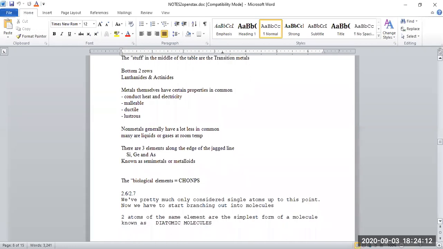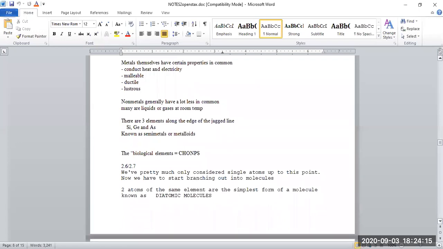Now, there are three particular elements that are there along the line. Some textbooks, and actually I forgot to double check about this particular textbook, some of them will lump boron in with this group. Some of them will lump antimony in with this trio. But all the textbooks will agree that silicon, germanium, and arsenic all get categorized as semi-metals, also known as metalloids.